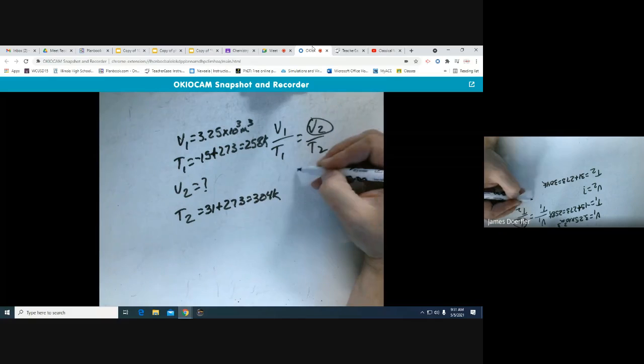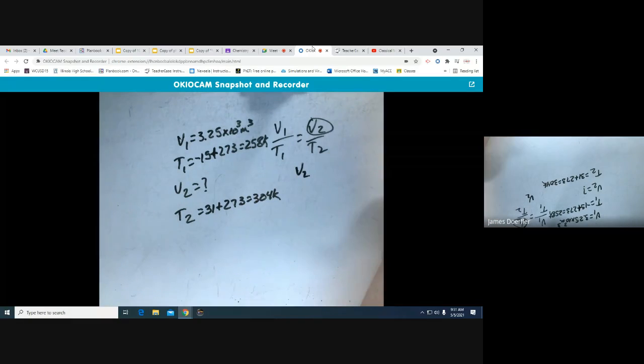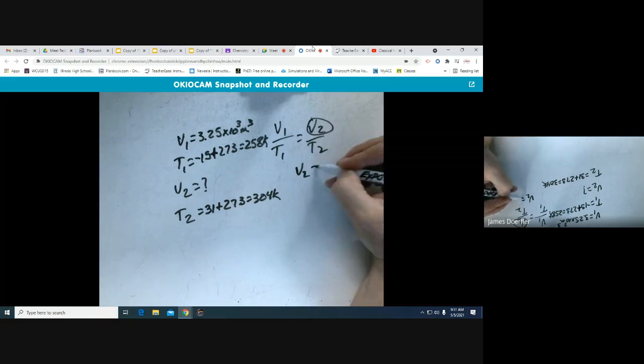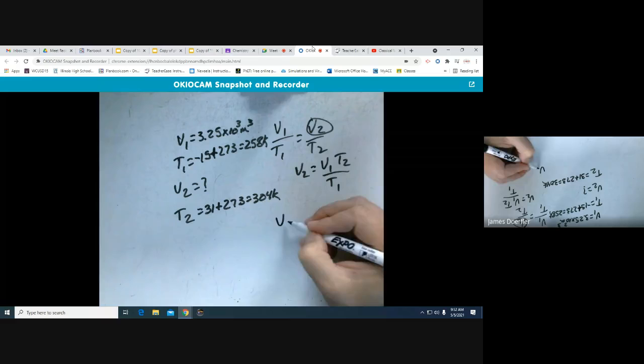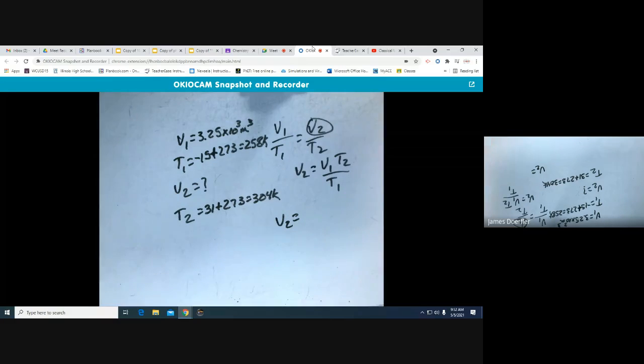So again, you can put the numbers in as is or rearrange the formula. But if you rearrange the formula right off the bat, you get V2 is equal to V1 T2 over T1. So like before, enter the numbers, calculate it. Don't forget that the initial volume has the 10 to the third in there. So you want to make sure you put your parentheses in your calculator, tell it what to do. And I also want you to report your answer in scientific notation.